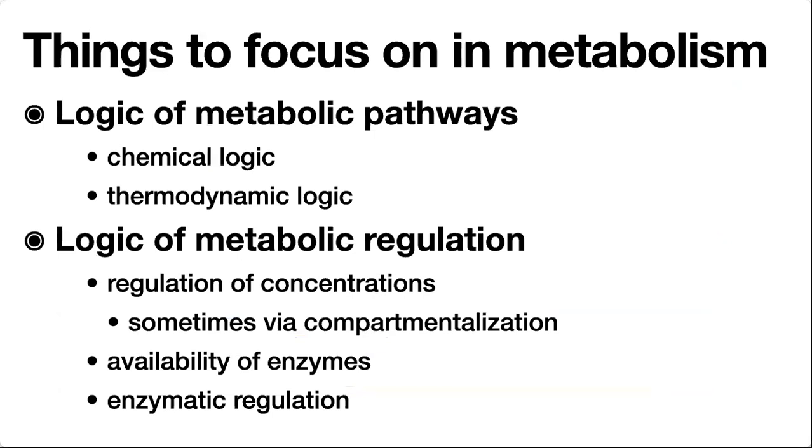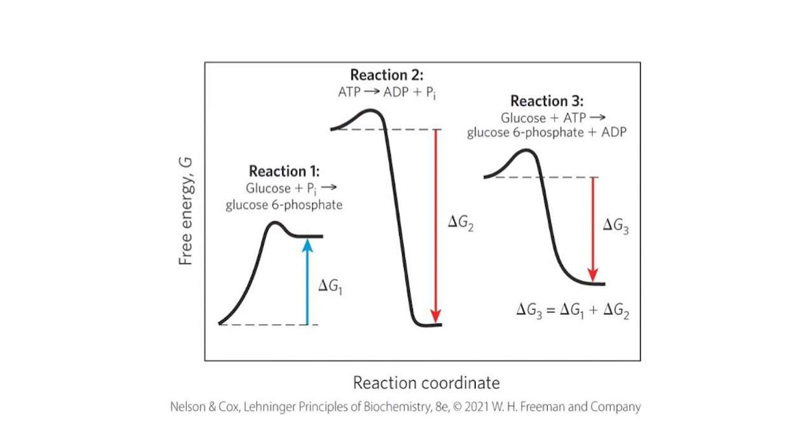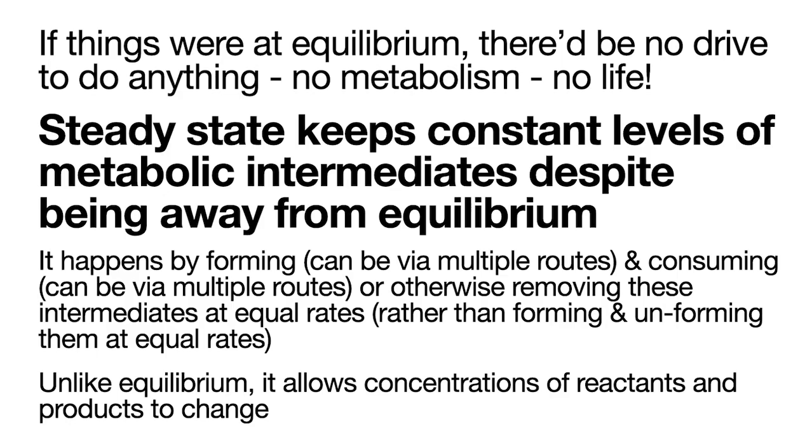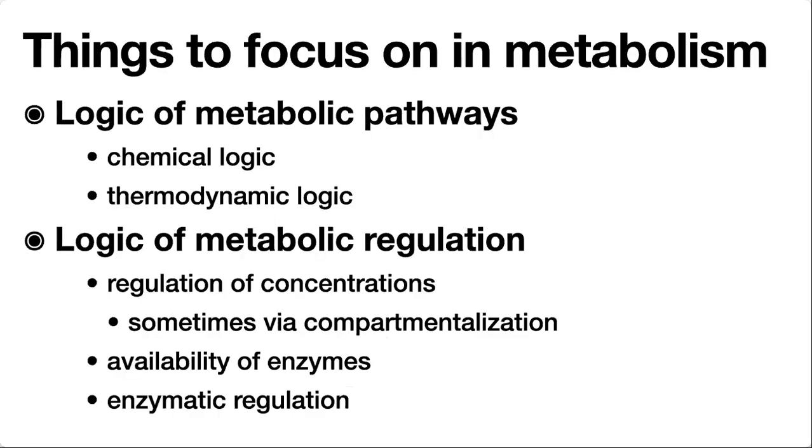The thermodynamic logic. How can we use favorable reactions to drive unfavorable reactions? How can we skew the concentrations of things so that we're always going to have a drive to go one direction or the other, or so that we can change direction so that we can use the same enzymes to go in multiple directions? How can we do that? Basically, we can do that in a variety of different ways.